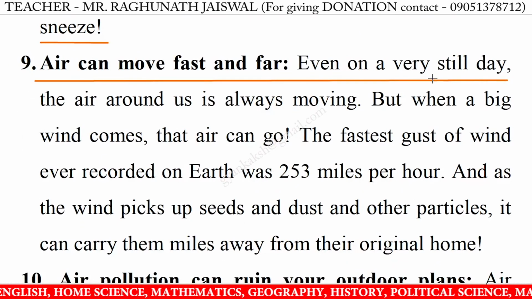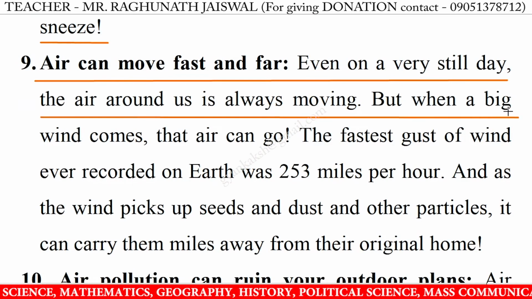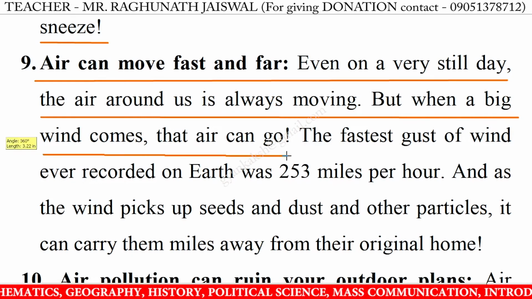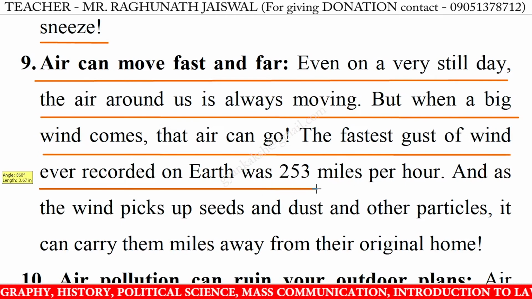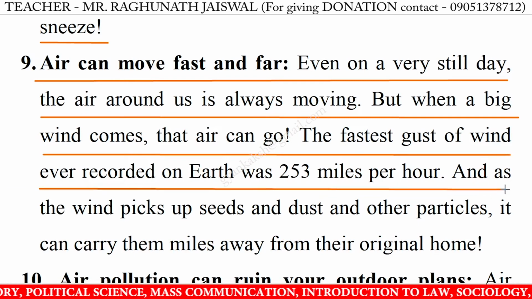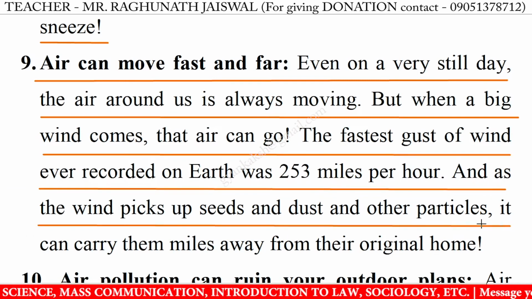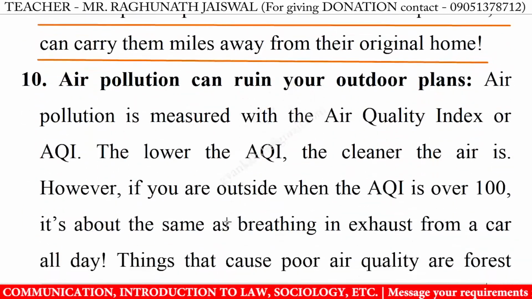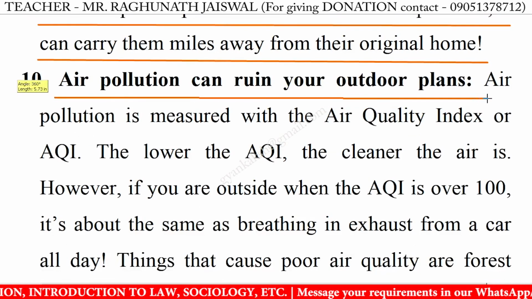9. Air can move fast and far. Even on a very still day, the air around us is always moving. But when a big wind comes, the air can go. The fastest gust of wind ever recorded on Earth was 253 miles per hour. And as the wind picks up seeds and dust and other particles, it can carry them miles away from their original home.